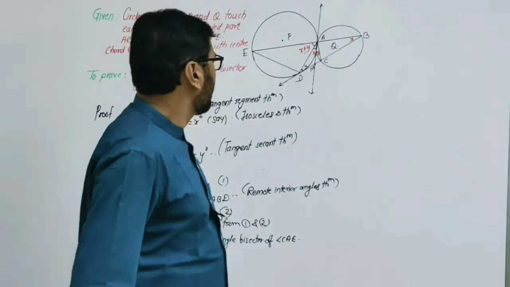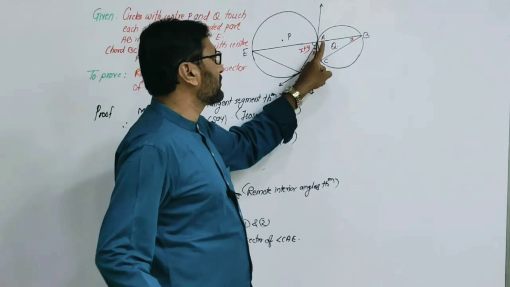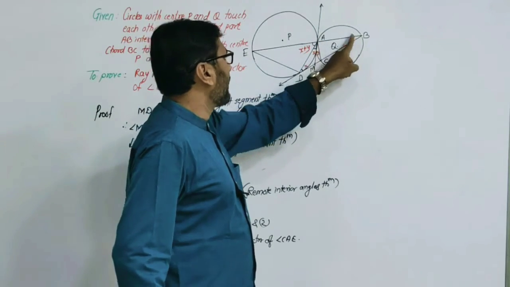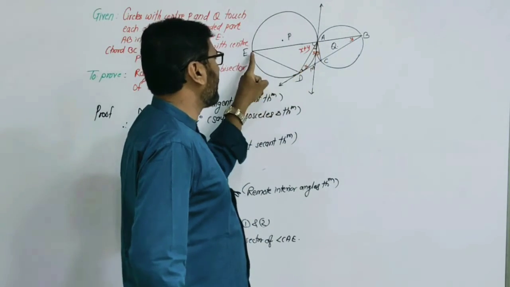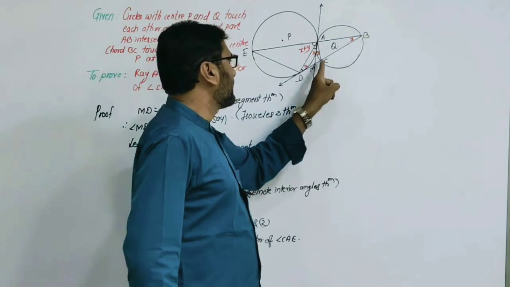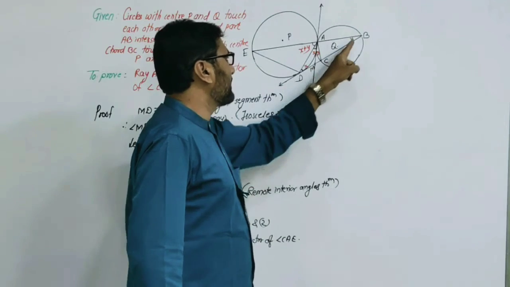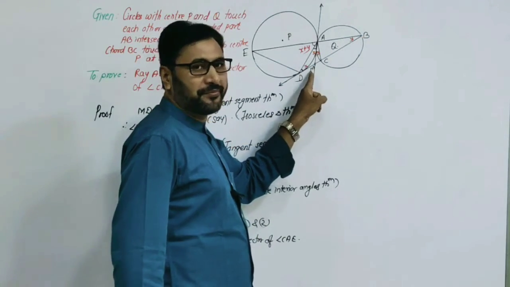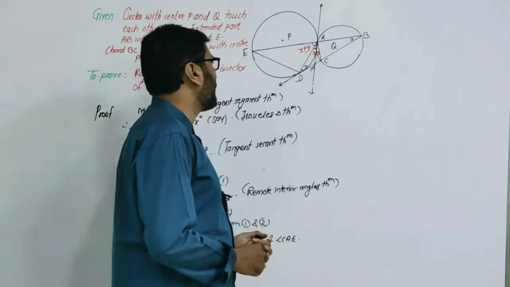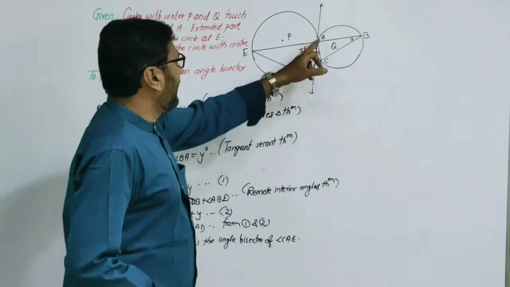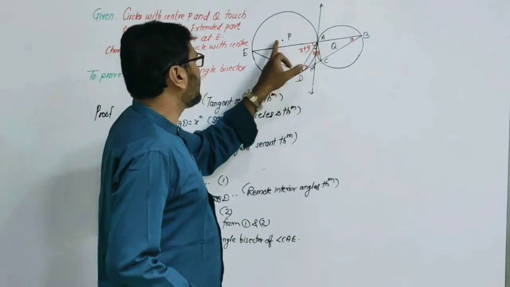Next sum. See, there are two circles which are touching each other at point A. Chord AB intersects this circle at point E, and chord BC touches this circle at point D. This is the common tangent intersecting BD at point M. In this situation, we have to prove AD is the angle bisector of angle CAE.